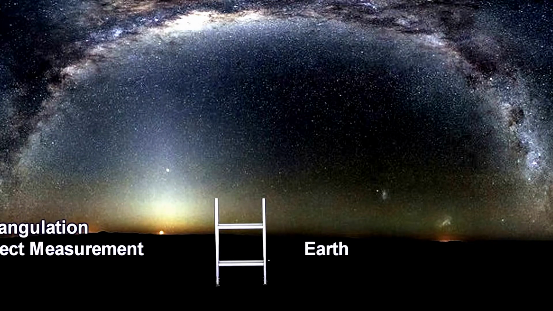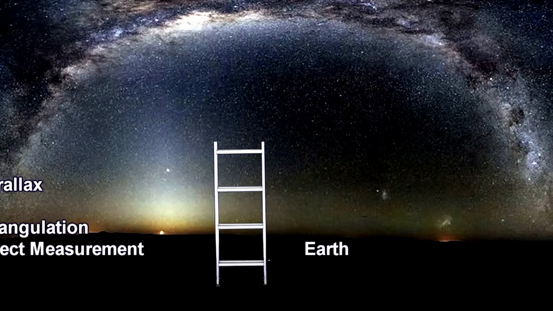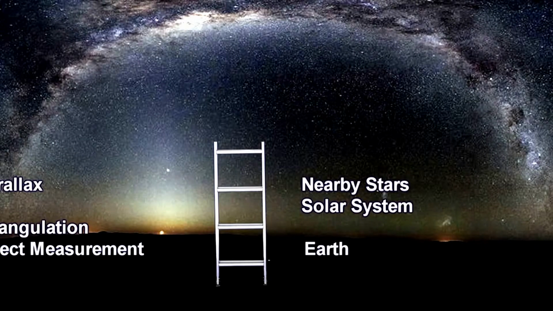Here's an overview of the rest of the ladder. Parallax is the second rung in the ladder. Direct measurement doesn't work for figuring out how far away the sun is. For that, you use an extension of triangulation called parallax. If you hold your finger up in front of your eyes and close one eye at a time, you see a shift in your finger's relative position with respect to distant objects. This is parallax. It can be used to calculate the distance to our solar system neighbors and nearby stars.